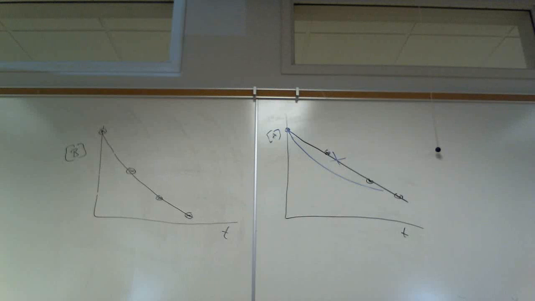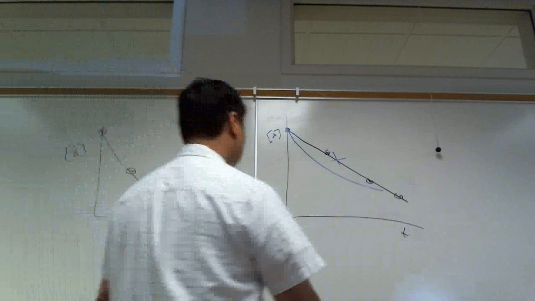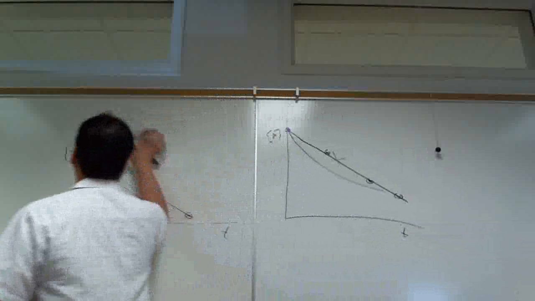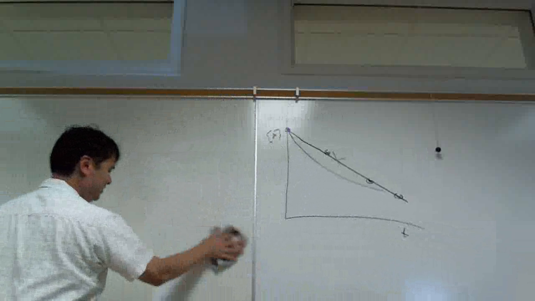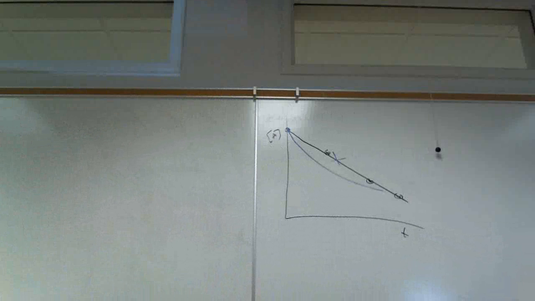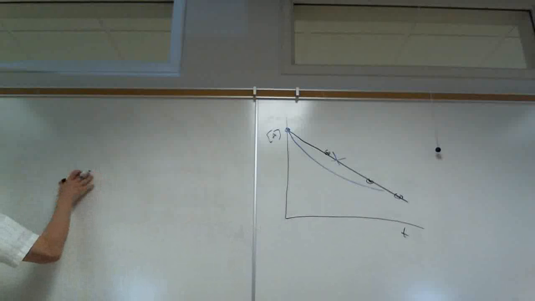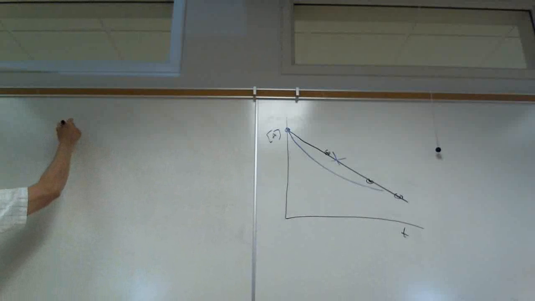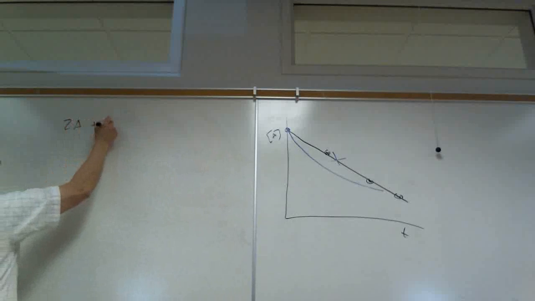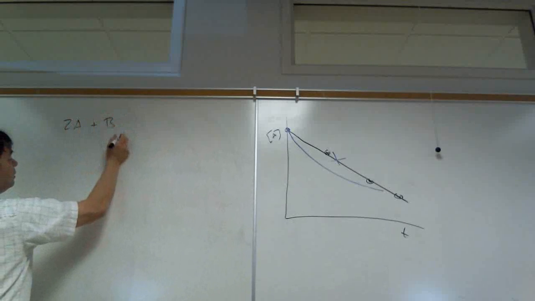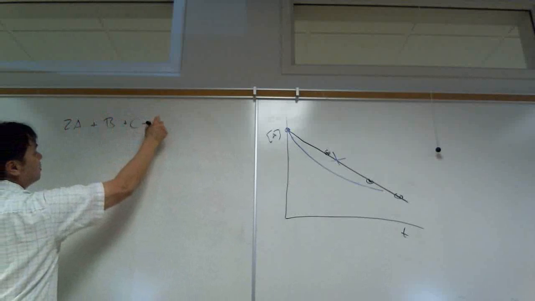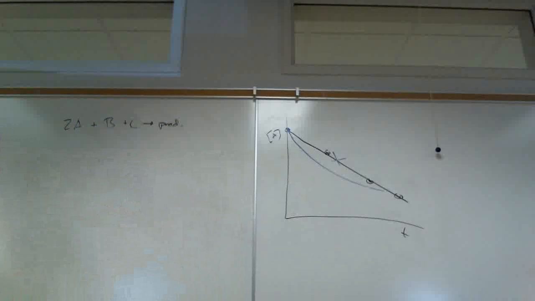So how do you figure out what the order is when we have multiple reactants? Let's take a look at two ways of doing that. Let's take another reaction. Let's say we have 2A plus B plus C yields product, whatever the products might be.